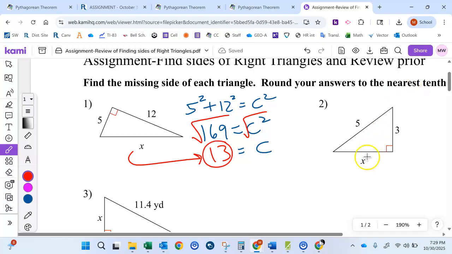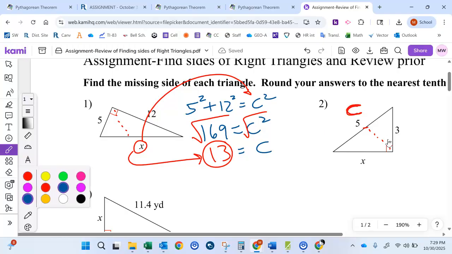Okay, over here it's kind of the same thing, but what's different is, remember, c is always going to be across from the right angle. So this was the c, the x. But here, the c is going to be the 5. So make sure you identify that clearly first, that this is your c. So that means these are the legs.